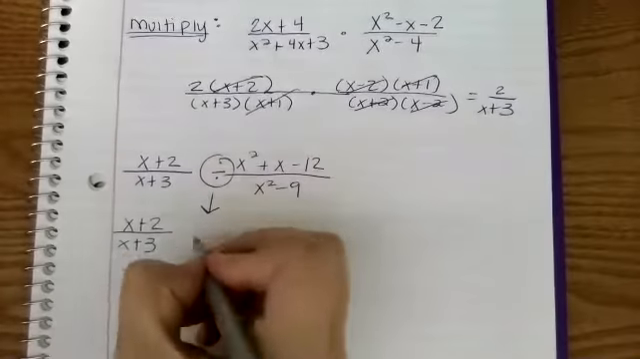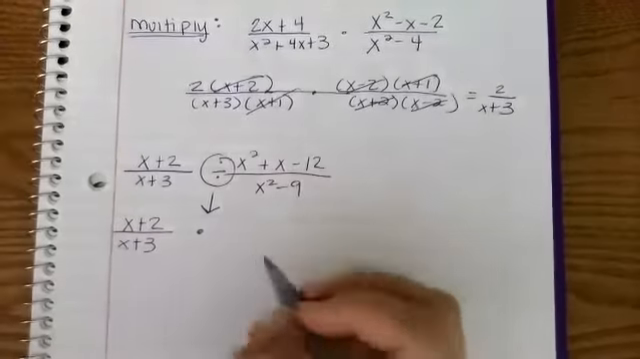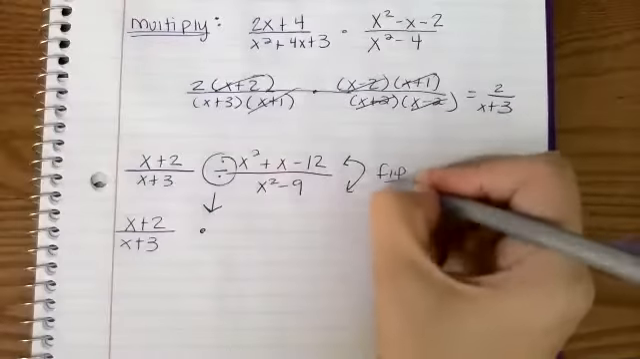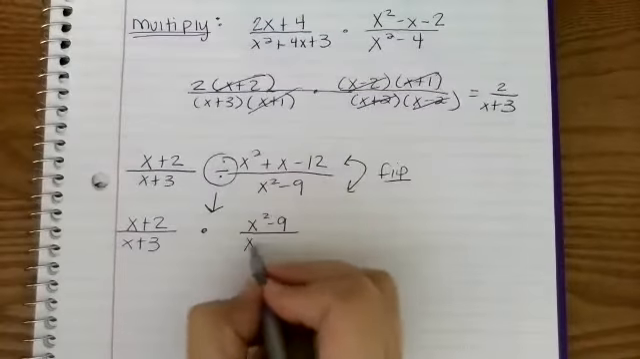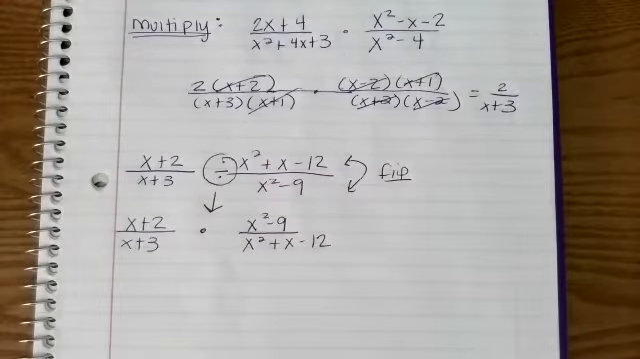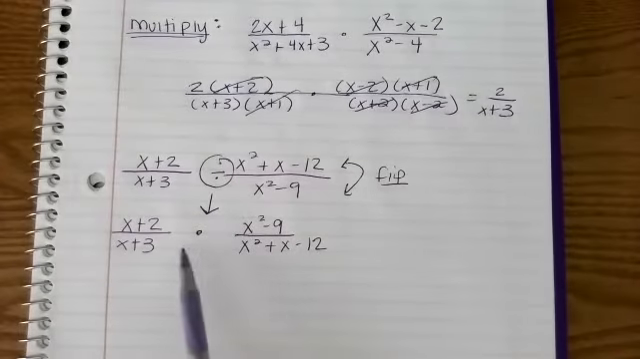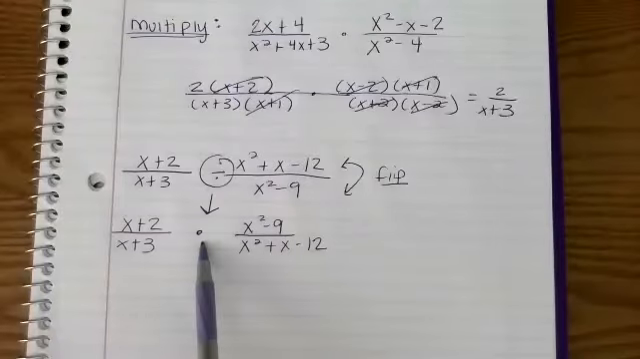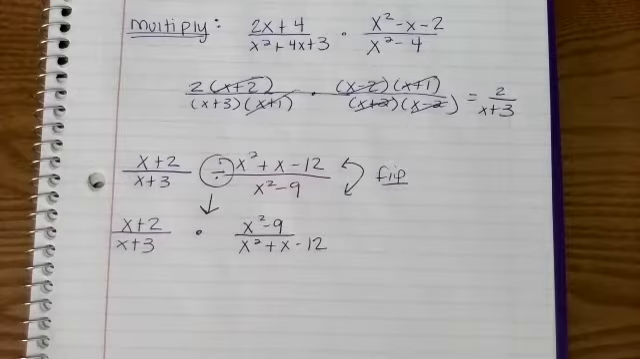Change your division symbol to multiplication. If you prefer to do the X for multiplication, that's fine. And then you flip the second fraction only. So this one would become x squared minus 9 on top and x squared plus x minus 12 on top. This is the only new step though. Now it's going to be just like our problems yesterday because now it's a multiplication problem. So if it's division, you change it to multiplication and you take the second fraction and you flip it.